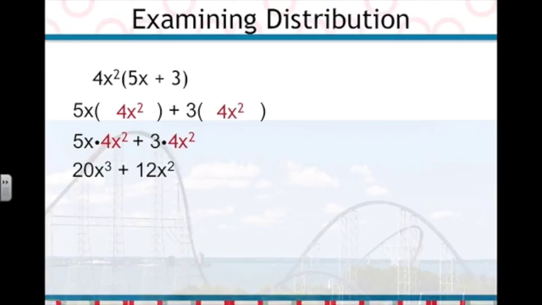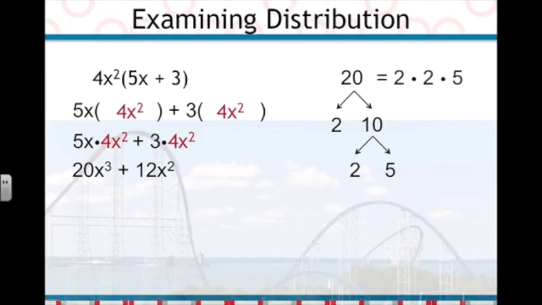Since we saw the problem at the beginning, we already know that both the terms in 20x cubed plus 12x squared have a 4x squared as a factor. That means 4x squared is a common factor. But let's look at the two terms closer to see why. If I factor the coefficient from the first term, 20, into 2 times 10, I see that I could factor 10 again into 2 times 5. So 20 equals 2 times 2 times 5.